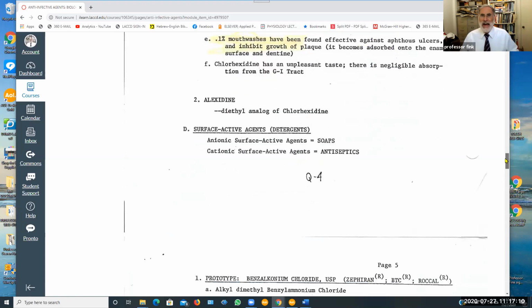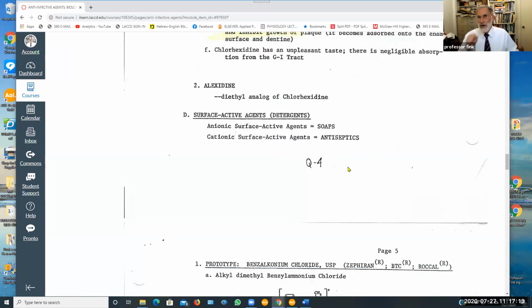A fourth class of antiseptics, pardon me, are the surface active agents. These are antiseptics or disinfectants that have an electrical charge associated with the molecule. Now, if they have a negative electrical charge, they are called soaps. If they have a positive electrical charge, they are a surface active antiseptic. Now, the word anionic means negative. The word cationic means positive. How do you remember this? I always suggest to my students, notice that in the word cationic, it has that T, and a T looks like a plus sign.